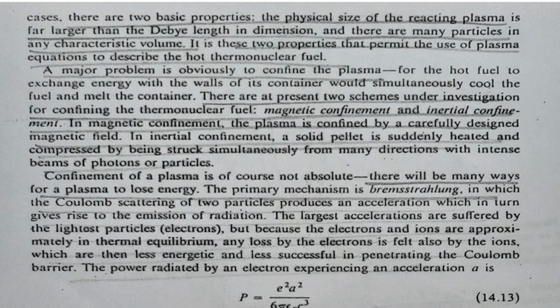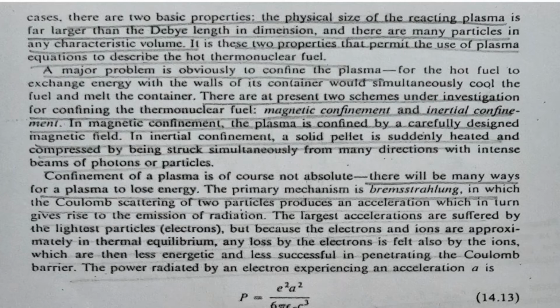Here, one of the major problems faced is related to the confinement of plasma. For the hot fuel to exchange energy with the walls of the container would at the same time cool the fuel and melt the container by the transfer of heat. Till date, there are two schemes for confining the plasma. The first one is magnetic confinement, which, as the name suggests, is the confinement of plasma by a carefully designed magnetic field, and the second scheme is inertial confinement. Here a solid pellet is suddenly heated and compressed by being struck simultaneously from all possible directions with intense beams of photons or other particles.